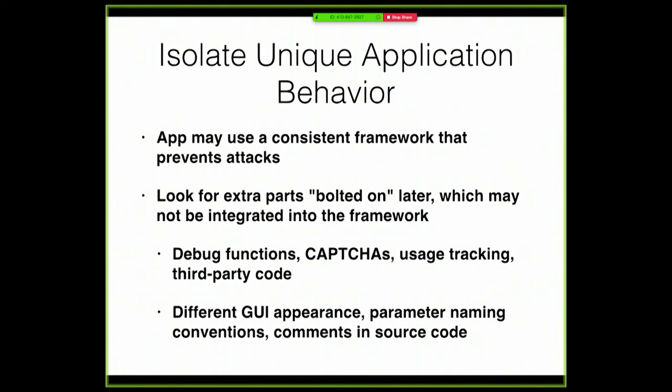So your app might use a consistent framework, and that framework might have a security update, but you want to look for something that was added later as an afterthought by some other developer that didn't go through the proper security review, like the debug function, the CAPTCHA, the usage tracking, or the third-party code that connects to advertisers. Something added on later by a different team and didn't pass through the security tests is where you'll often find the goodies.